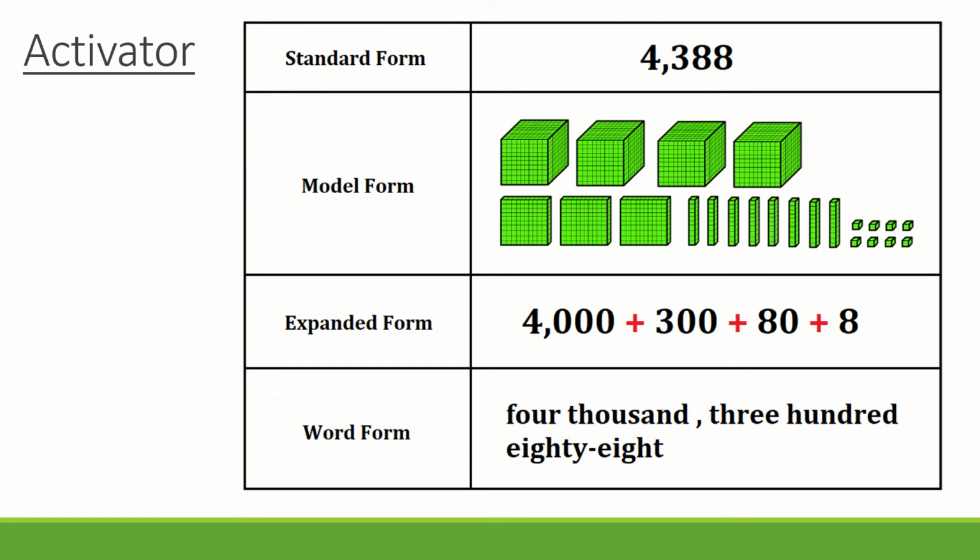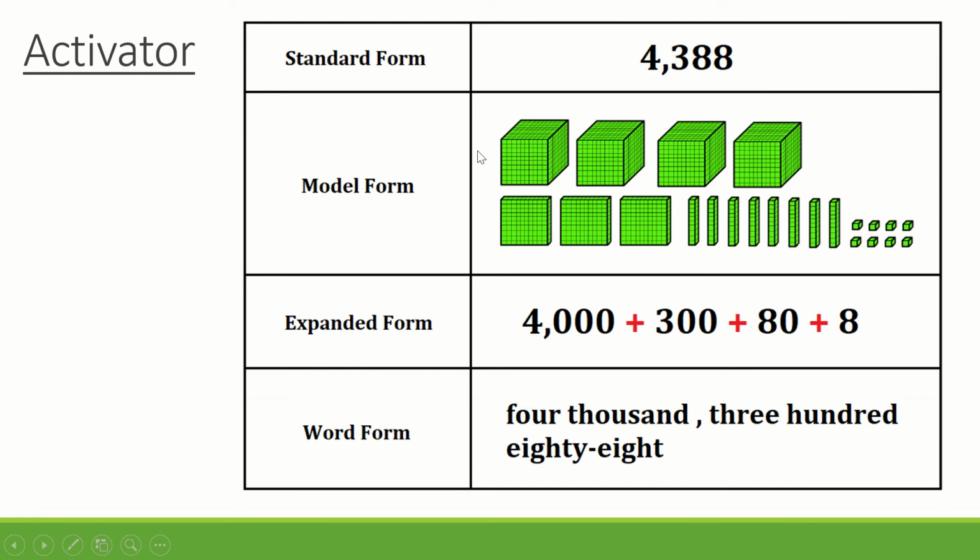And so we have the number 4,388 that has been represented in four different forms. That number has been represented in its standard form, its model form, expanded form, and its word form. Now, most of us are most familiar and comfortable with a number written in its standard form.